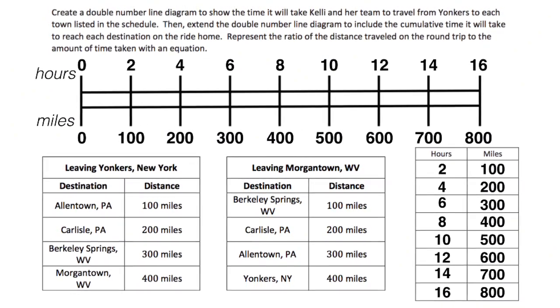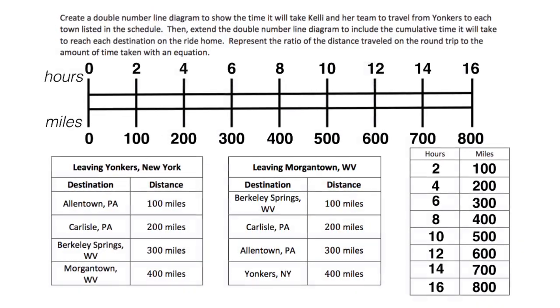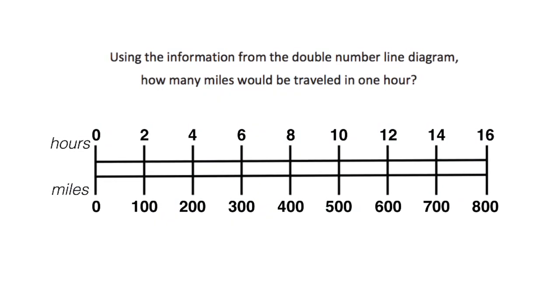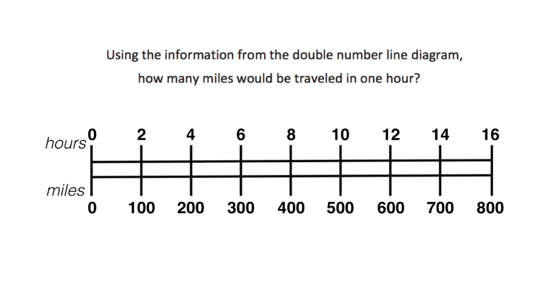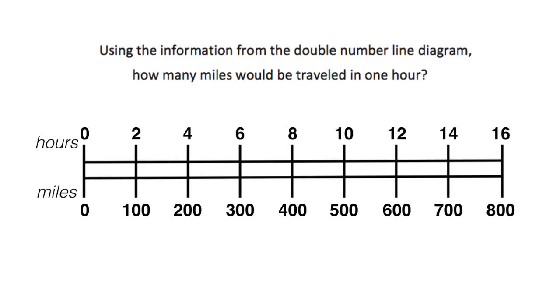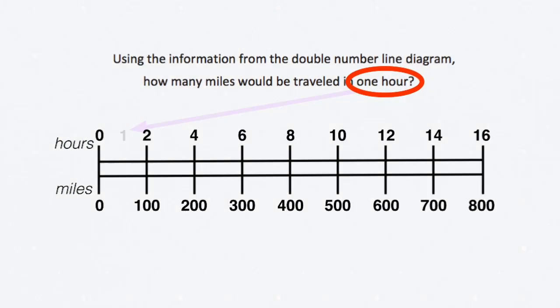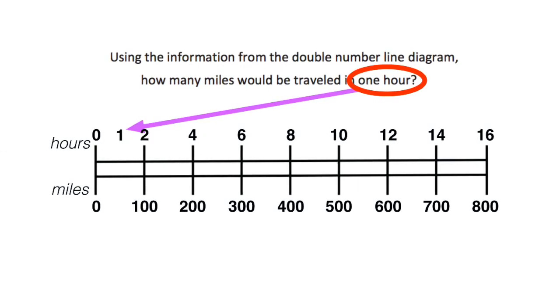2, 4, 6, 8, 10, 12, 14, 16, and miles, 100, 200, 300, 400, and on. Now, why did we do this? Well, let's use this double number line to figure out how many miles they would have traveled in 1 hour. Okay, 1 hour. Well, where is that on our double number line? It's not there, but we know where it would be.